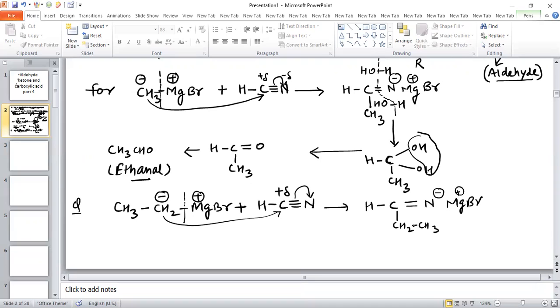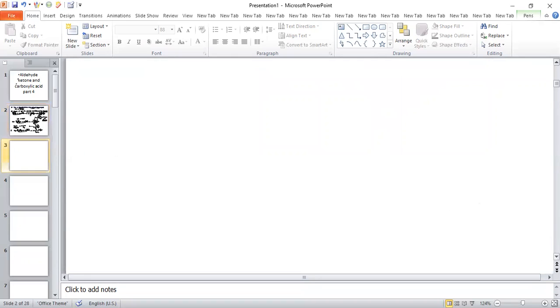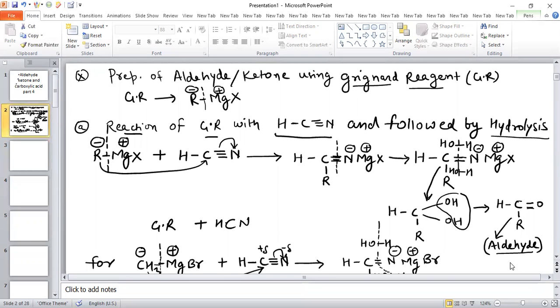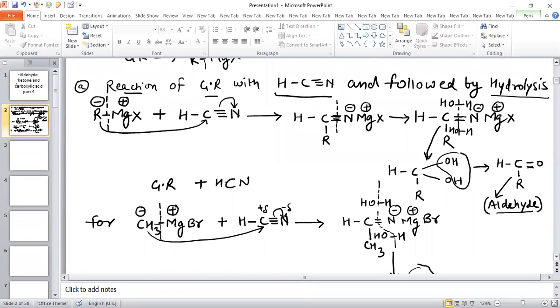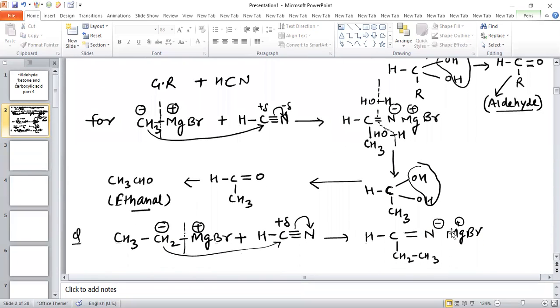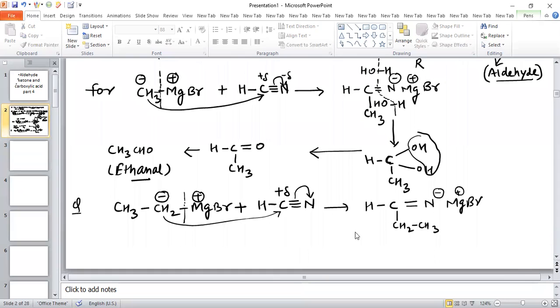Now hydrolysis will take place. Now see. So on hydrolysis, you can see what happens there. The compound we obtain is HC, CH2, CH3 and MgBr. So you can also write in this way for this compound.